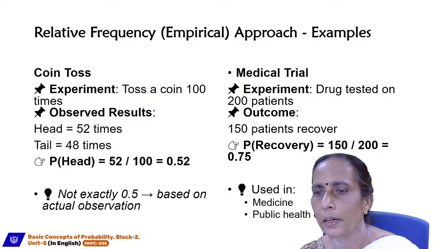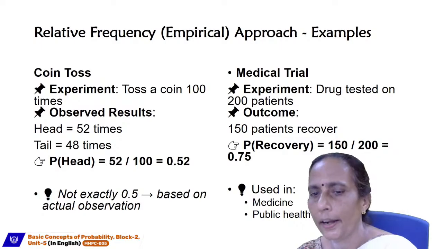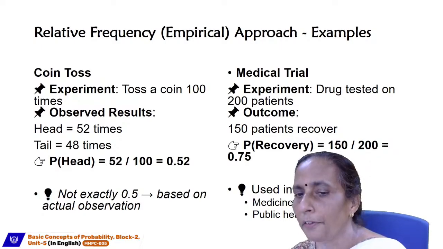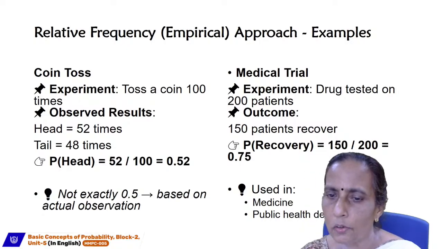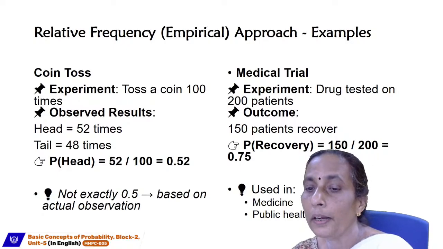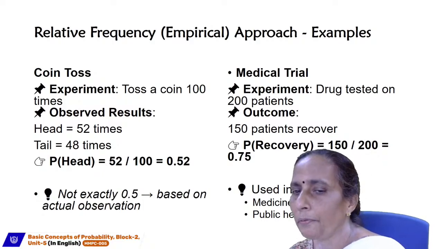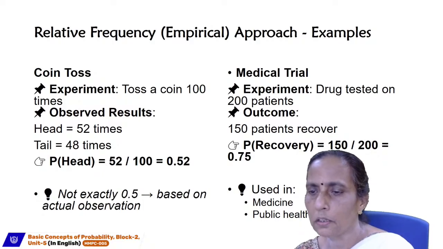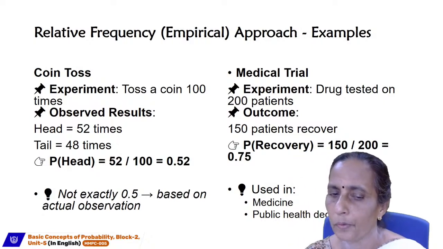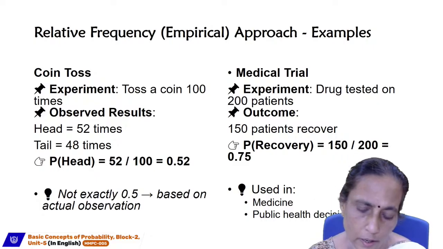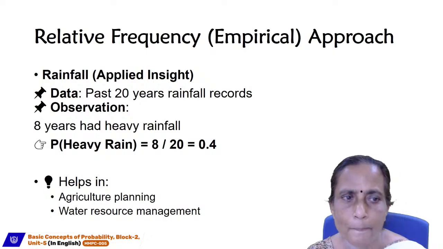Similarly, suppose I have administered a drug on 200 patients and the outcome is that 150 patients had a positive impact of that particular drug. Then the probability of recovery: 150 have recovered, and the total patients that I have administered is 200. So 150 by 200 is 0.75. So it is basically used in healthcare and public health decisions.